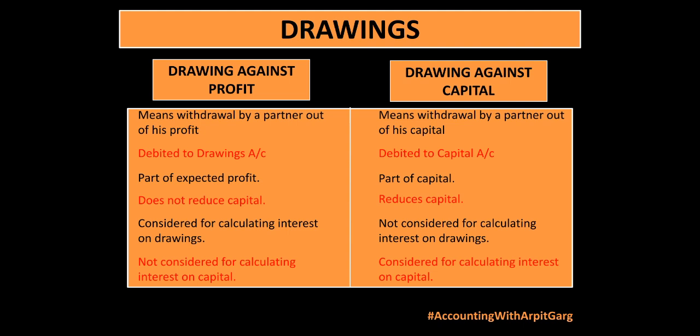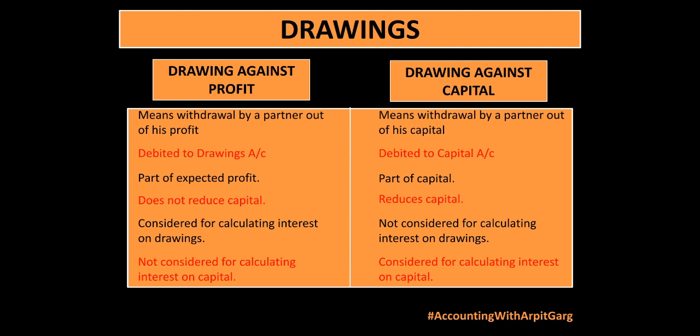Now, most important ones for our calculation part. If we have done drawing against profit, calculation of interest on drawing will get affected, because it is a part of drawings. You can see in second line. But drawing against capital is not considered while calculating interest on drawing, because you see in second line, drawing account is not at all affected.